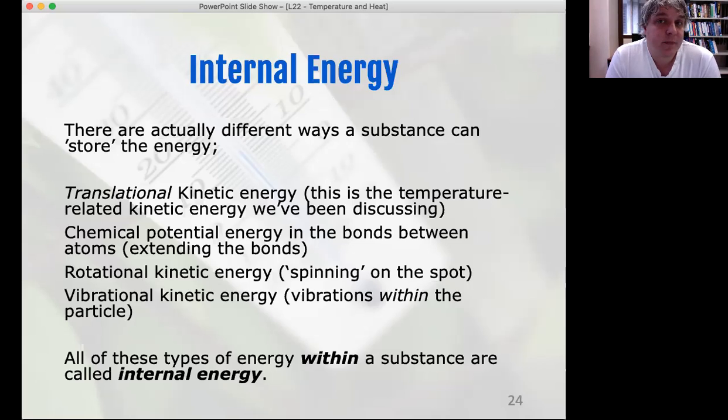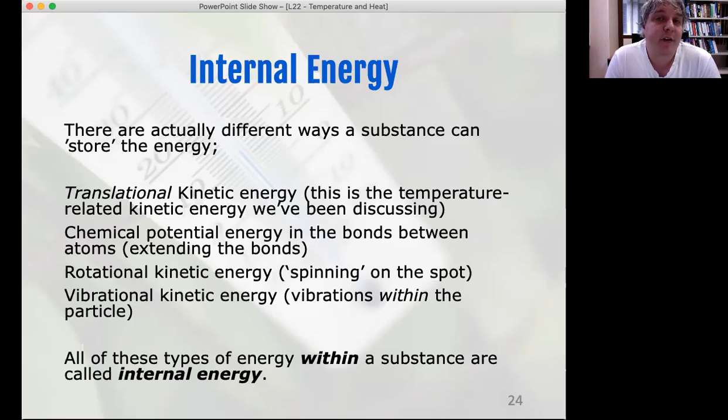Rotational kinetic energy is the idea of an atom spinning on the spot. For a single atom, that doesn't really mean much. But if you've got a molecule, which is two atoms joined together, like a water molecule, which is actually three atoms joined together, an oxygen connected to two hydrogens, and that whole molecule starts rotating, then it's got no translational kinetic energy, so it doesn't have that temperature. It's got rotational kinetic energy instead. So that's not temperature, but it's still a form of energy that these substances can have.